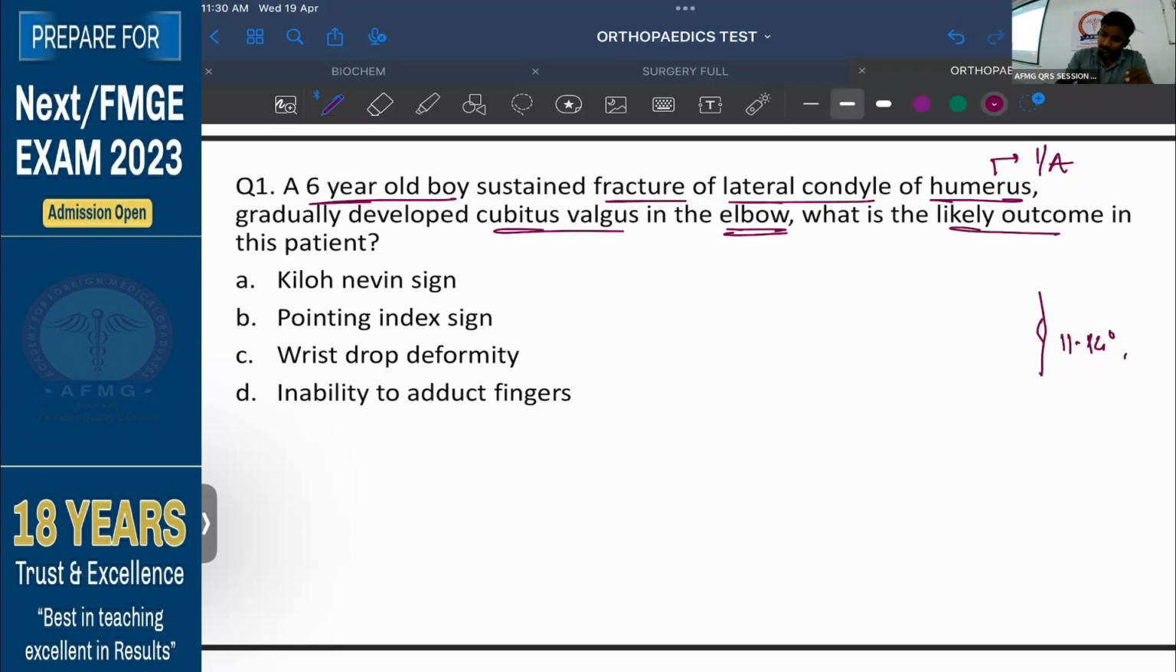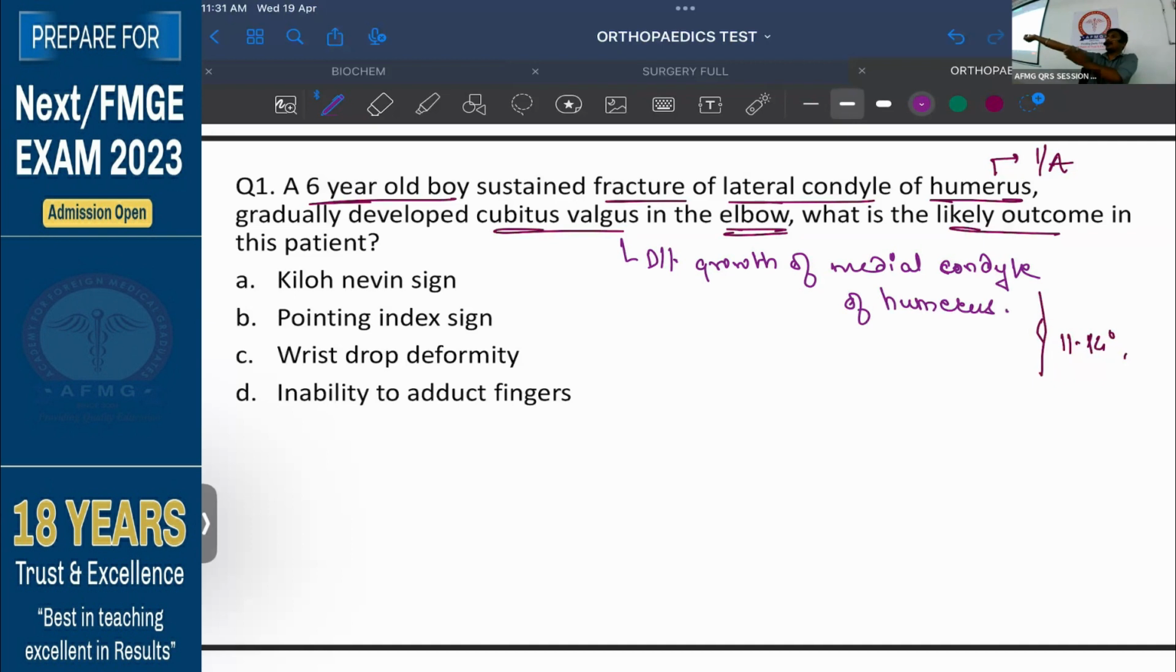What is the likely outcome in this patient? Why does cubitus valgus occur? Due to growth of the medial condyle of the humerus. Now does something come to mind? Just behind the medial epicondyle or the medial condyle of humerus, which nerve passes? It is the ulnar nerve.